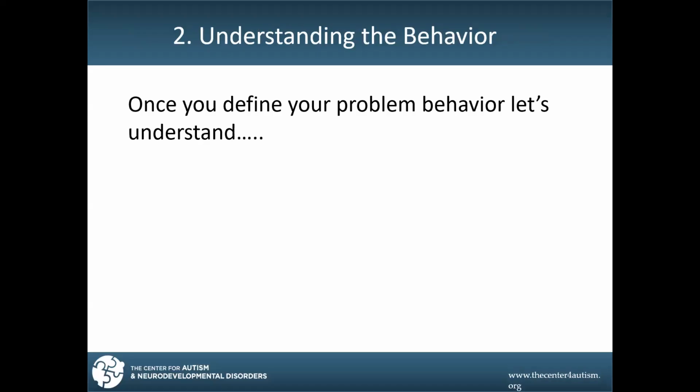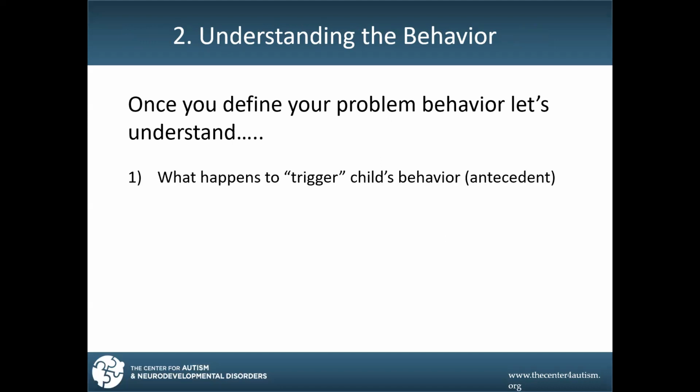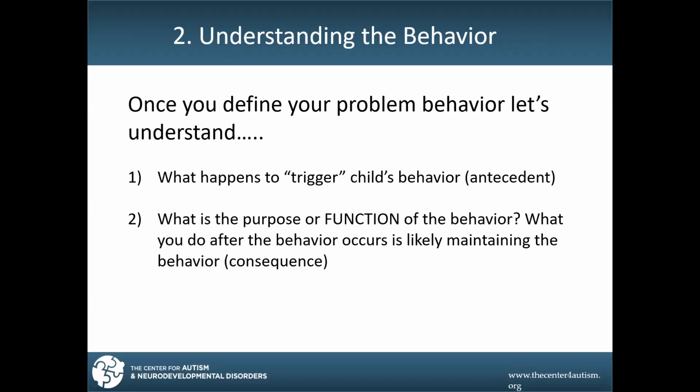Now that you've defined your child's problem behavior, let's analyze a few things. First, what happens to trigger their behavior? Remember, this is called the antecedent. And what is the purpose or function of the behavior? What do you do after the behavior occurs? How do you respond to it? Once we can identify that, we can begin to make a change.